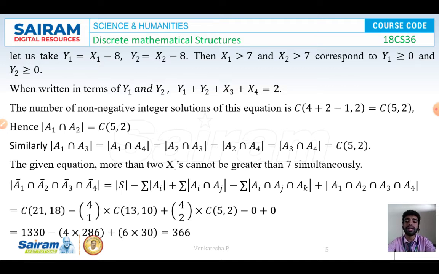Now I will be incorporating all the obtained values in the equation. I will be getting combination of 21 comma 18 minus 4C1 combination of 13 comma 10 plus 4C2 into combination of 5 comma 2, and the remaining values are 0. This is 0 because if more than 2 xi's are there, we will obviously be getting 0. So now on simplifying, I will be having 366. It means that the given equation x1 plus x2 plus x3 plus x4 is equal to 18 will be having 366 non-negative integer solutions.